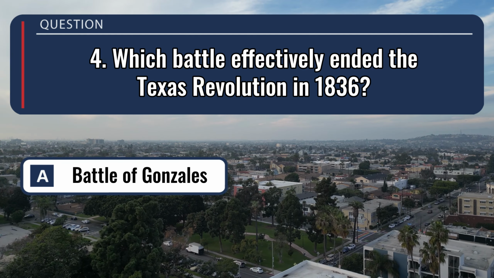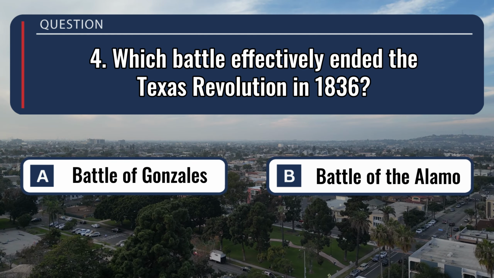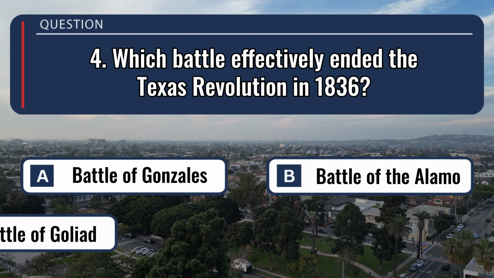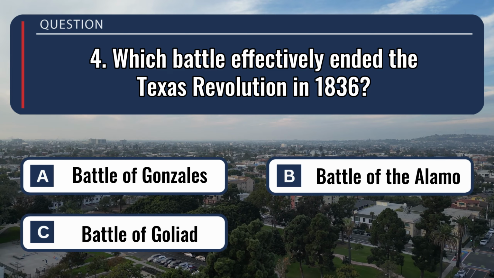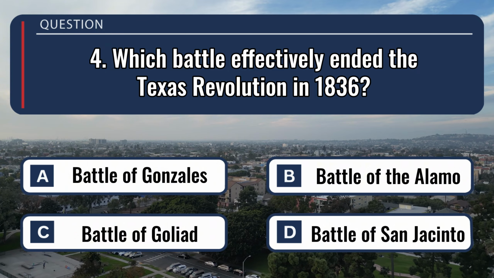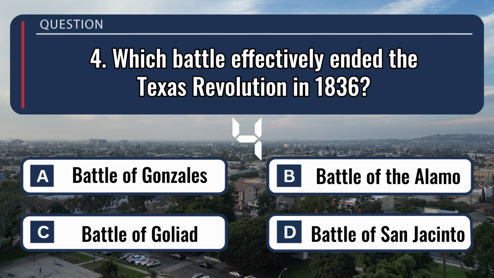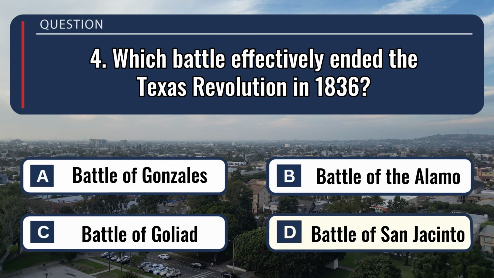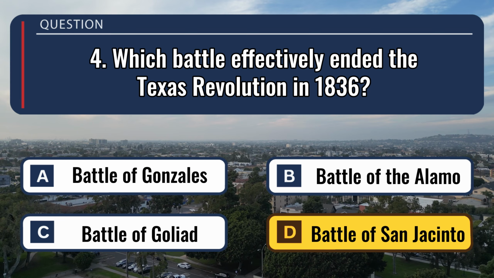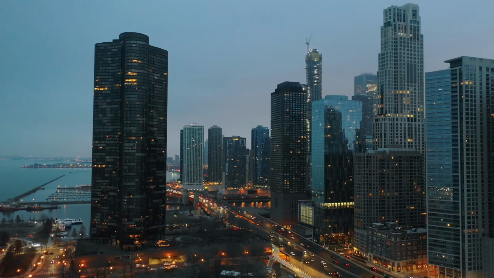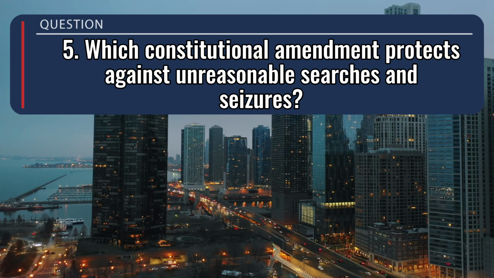Question 4. Which battle effectively ended the Texas Revolution in 1836? A. Battle of Gonzales. B. Battle of the Alamo. C. Battle of Goliad. D. Battle of San Jacinto. The correct answer is D. Battle of San Jacinto.